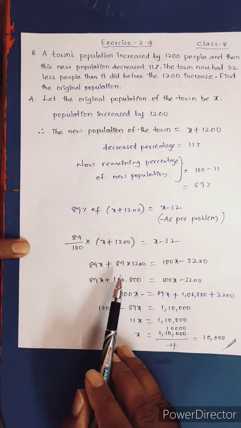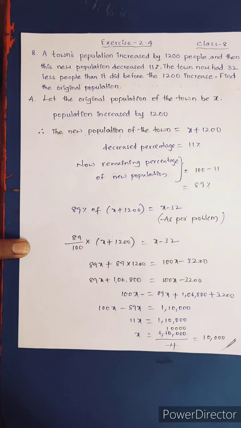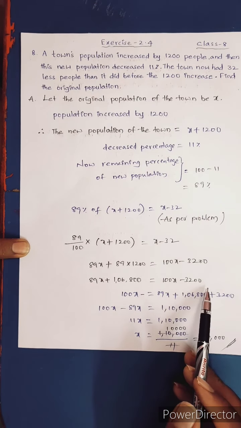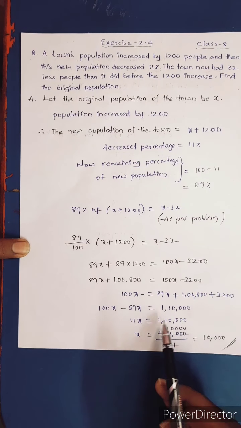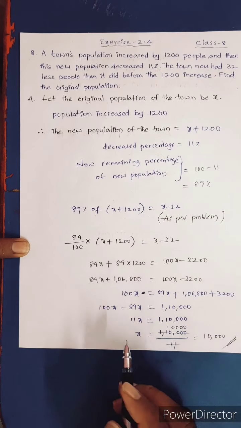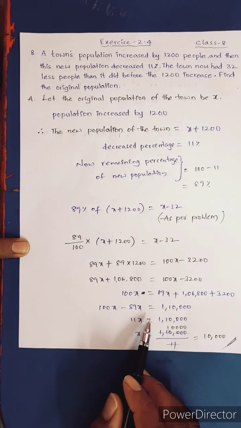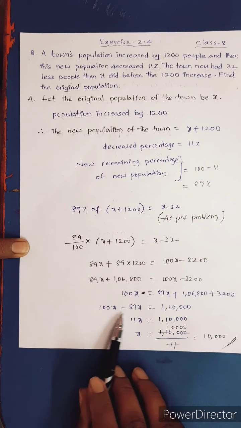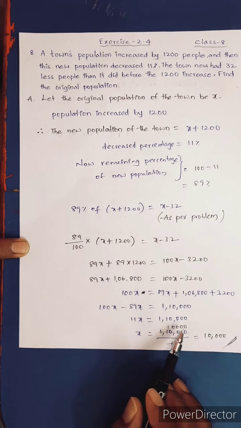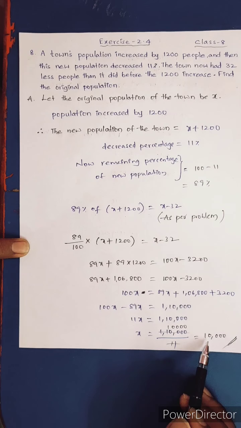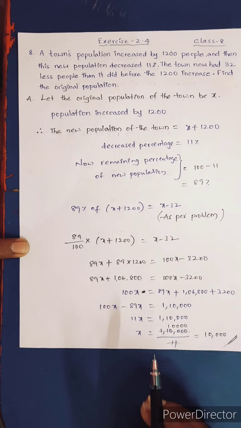Now 89x plus the product of these two numbers, 1,06,800, is equal to 100x minus 3200. Now take all variables to one side. 100x minus 89x is equal to the sum of these two numbers, 1,10,000. The difference, 11x, is equal to 1,10,000. x is equal to 1,10,000 by 11. After cancellation we get 10,000 people of population.